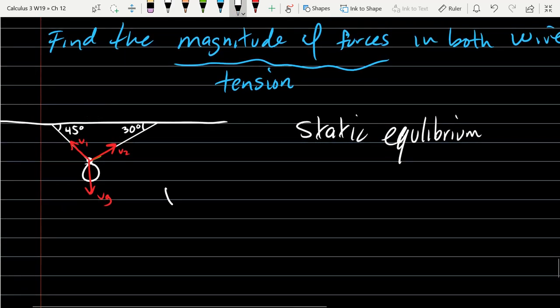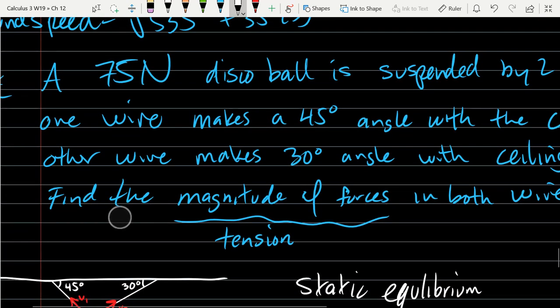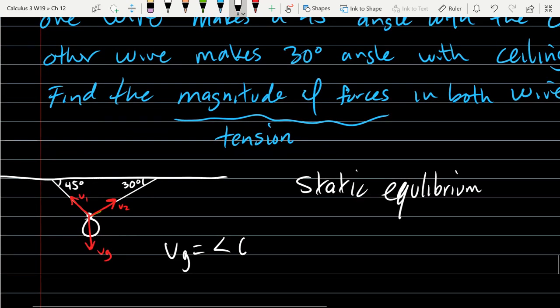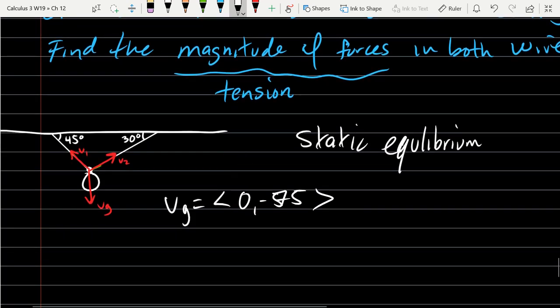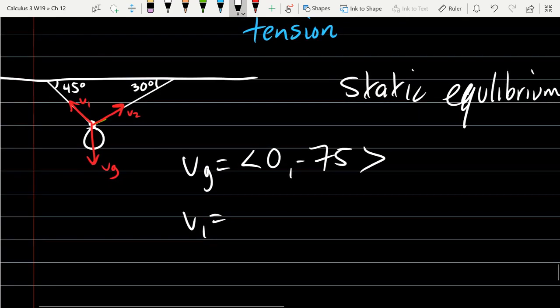Let's do the gravity first. Our units were newtons, and it was a 75 newton disco ball, so it should be 0, negative 75. All right, we'll do vector 1 now. We're going to have to describe vector 1 in polar coordinates, and I don't know the magnitude, so it's going to be just magnitude of vector 1.